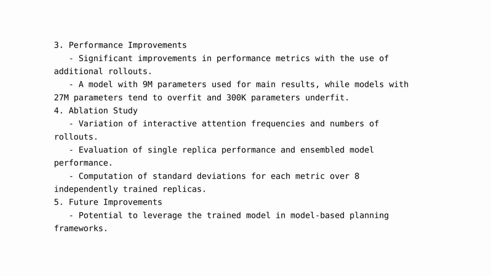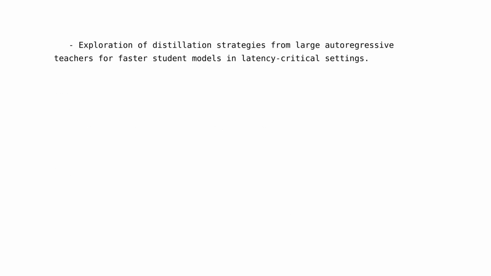The model with 9M parameters is used for the main results, which performs decently. However, a model with 27M parameters tends to overfit, while a model with 300K parameters underfits. The authors also conducted an ablation study, varying interactive attention frequencies and numbers of rollouts. The study evaluated single replica performance in addition to the ensembled model performance and computed standard deviations for each metric over 8 independently trained replicas.